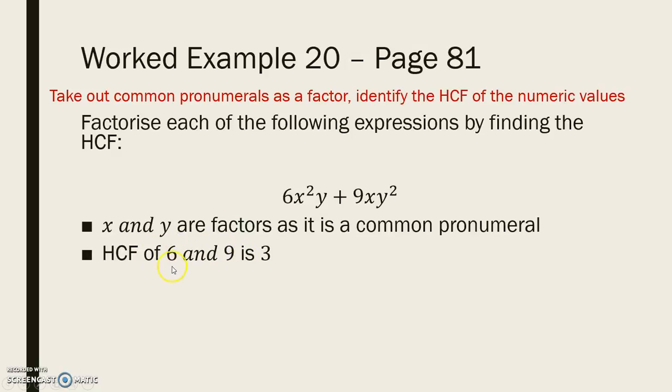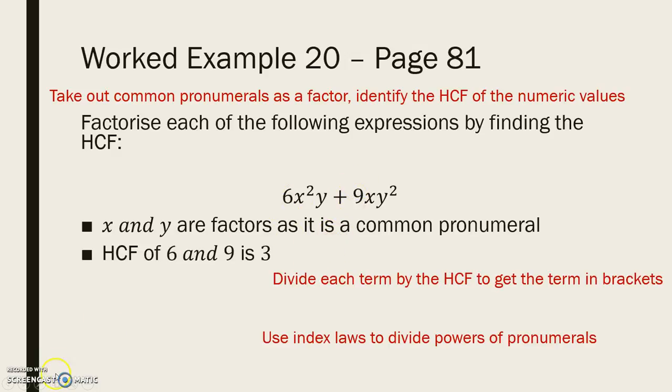And then we look at the coefficients, 6 and 9. The common factor is 3, so we're going to divide each of the 6 and 9 by 3. So our highest common factor in this particular case is 3xy. So we divide by that. There's our common factor at the front. So 6 divided by 3 is 2. 9 divided by 3 is 3. We take out one of the x's and one of the y's, leaving us with one x inside the bracket.